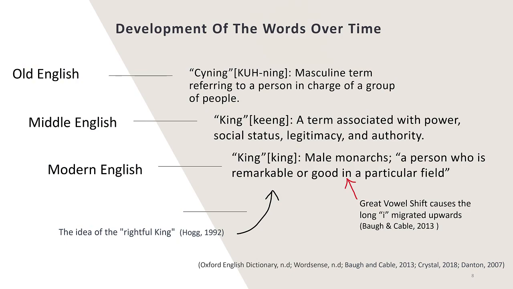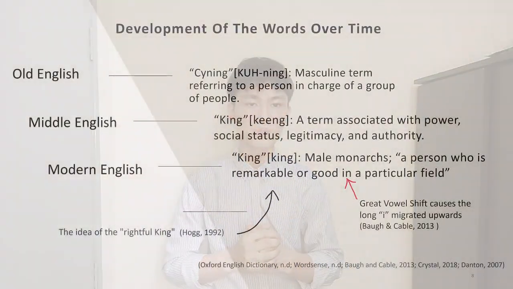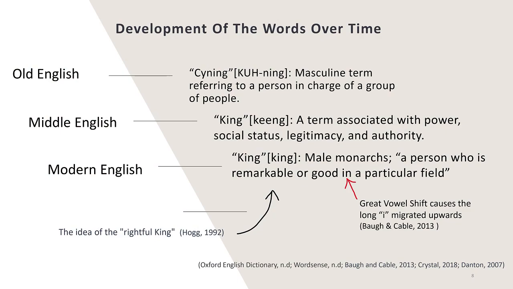And after that, the idea of a rightful king appeared, and as it emphasized the ability of the ruler with their birth. So, this causes the shift in the definition of king from only the male monarch to not only a male monarch, but also other leaders that are powerful and influential in their fields. As a result, the term king is no longer restricted to monarchs. We can see this in phrases such as the king of the hill or the king of the castle, which suggest dominance and authority rather than specifically royal power.